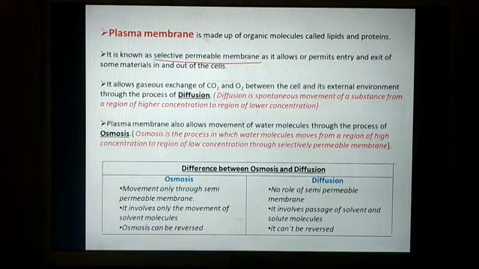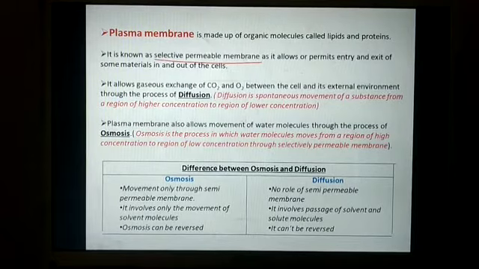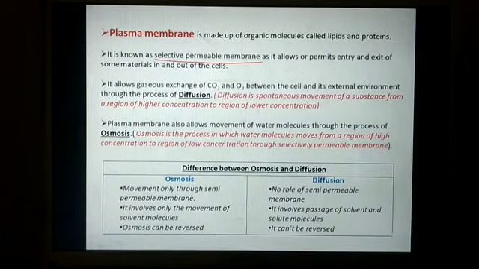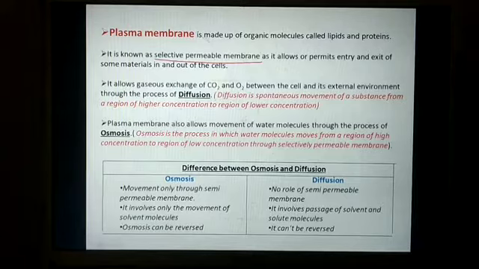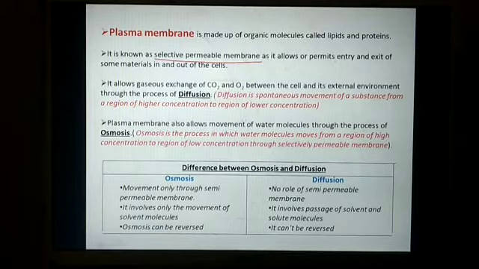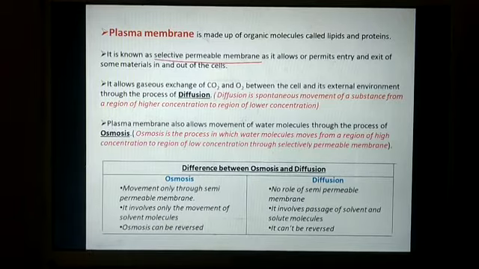entry and exit is exchange of gases. So when oxygen is taken up by a cell, this oxygen is used in various cell reactions and CO2 is produced as a byproduct. Now CO2 concentration is more in the cell, whereas it is less outside. So this CO2 will go from inside the cell to outside. Similarly, O2 inside is less and outside is more, so it will go from outside to inside. So gaseous exchange takes place in the plasma membrane through the process of diffusion.